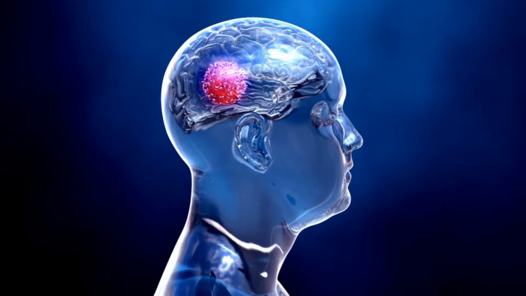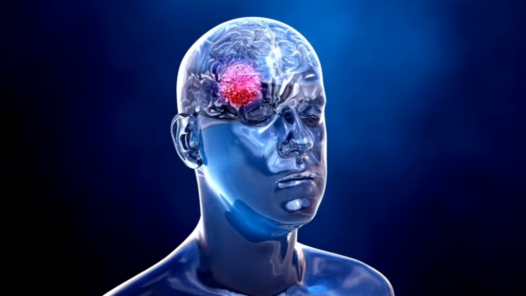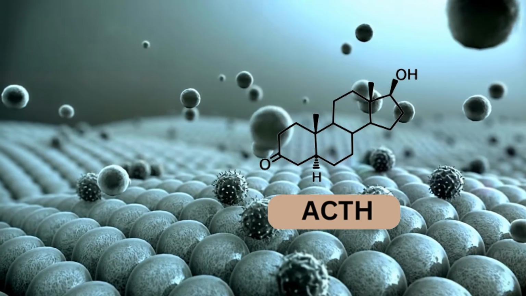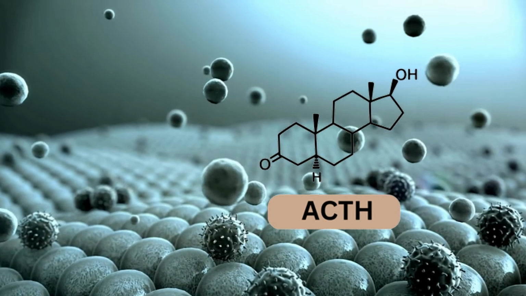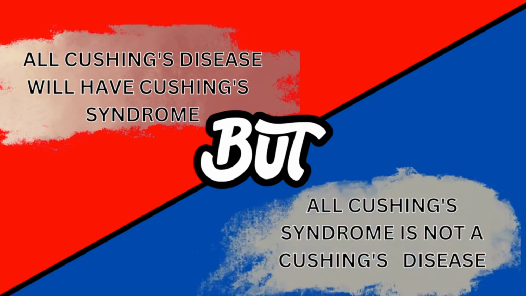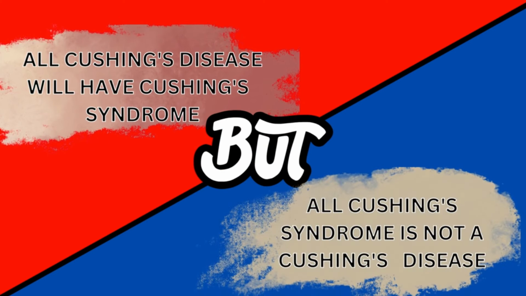But Cushing's disease, on the contrary, is a very rare condition which occurs due to a small tumor in the pituitary gland. The tumor may be small or large, that's different, but it's due to a tumor in the pituitary gland which produces a hormone called ACTH, and this ACTH producing tumor stimulates the adrenal gland and makes it produce more cortisol, and this cortisol in turn produces features of cortisol excess, which is Cushing's syndrome. So all Cushing's disease will have Cushing's syndrome, but all Cushing's syndrome is not Cushing's disease. It's a crucial difference between these two entities.